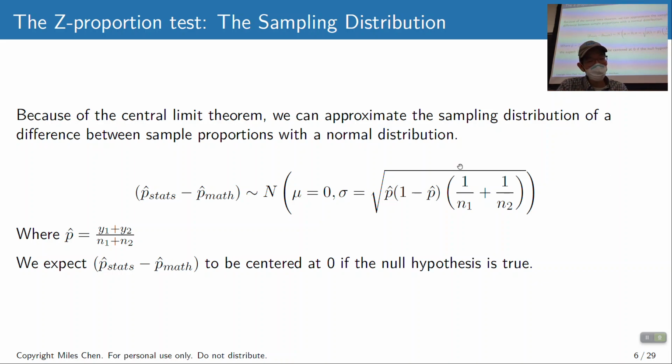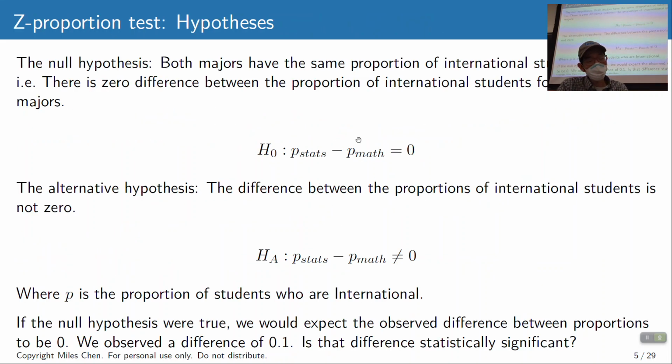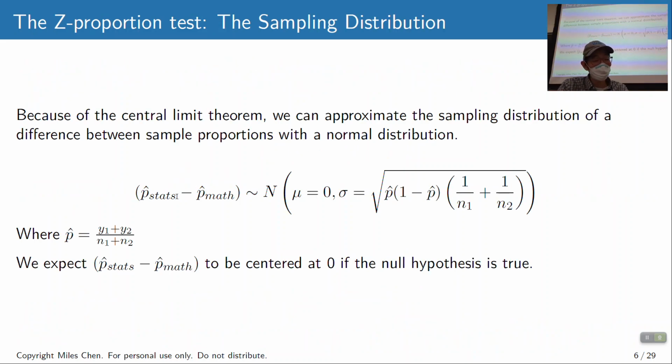And in our case, if the null hypothesis were true, the null hypothesis says the population proportions have a difference of 0. And if the population proportions have a difference of 0, we would expect our sample proportions also to have a difference of 0. But we acknowledge that when I take a random sample of stat students and a random sample of math students, because it's random, sometimes I get more international students, sometimes I get fewer. I might not get a difference of exactly 0. Sometimes it's going to be higher, sometimes lower. We're expecting it to be around 0, at least centered around 0.